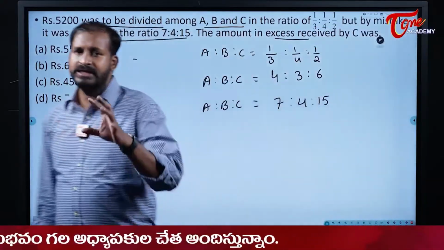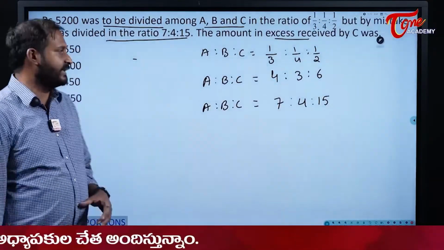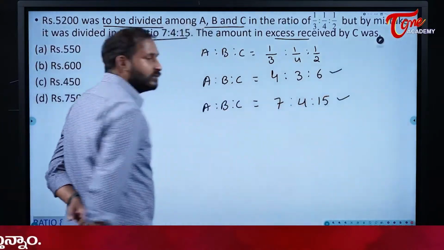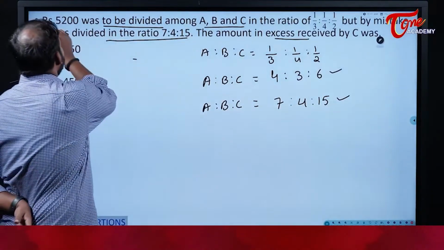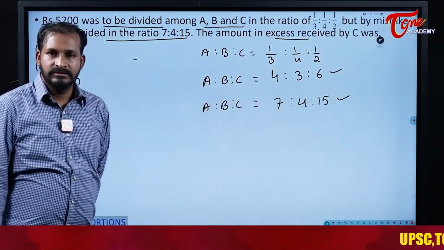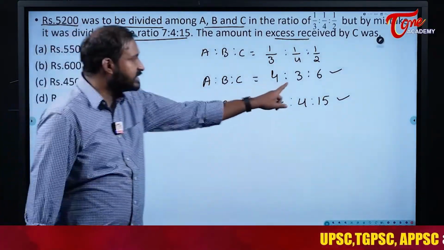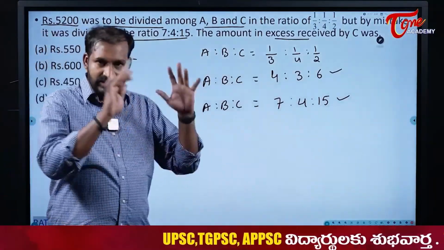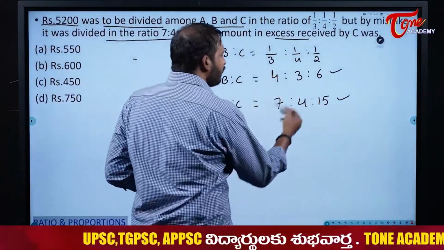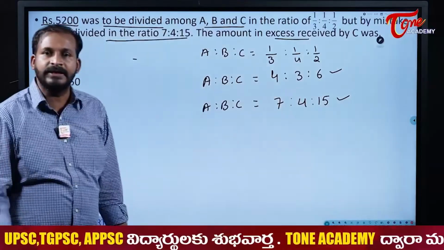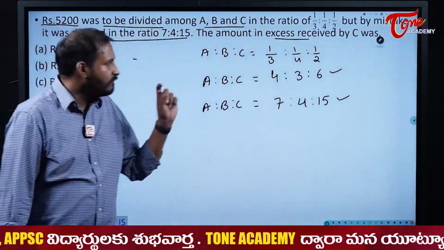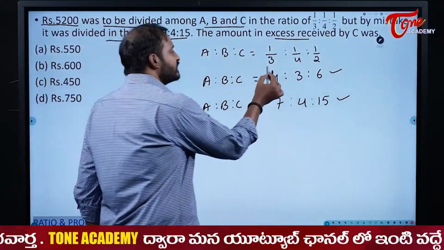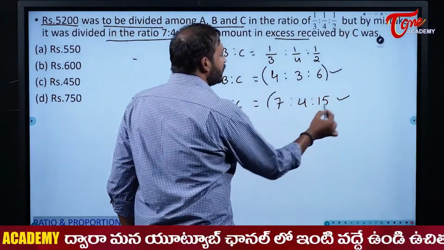7:4:15, right? Now please try to understand one basic concept here, students. Whether they divide in this ratio or in this ratio, anyway they should divide the same amount, right? The same 5200. Either way, the amount remains fixed. That means the sum of all these parts and the sum of all these parts should be equal to the same quantity. So whenever you see these types of questions, first of all, try to equalize the total sums.